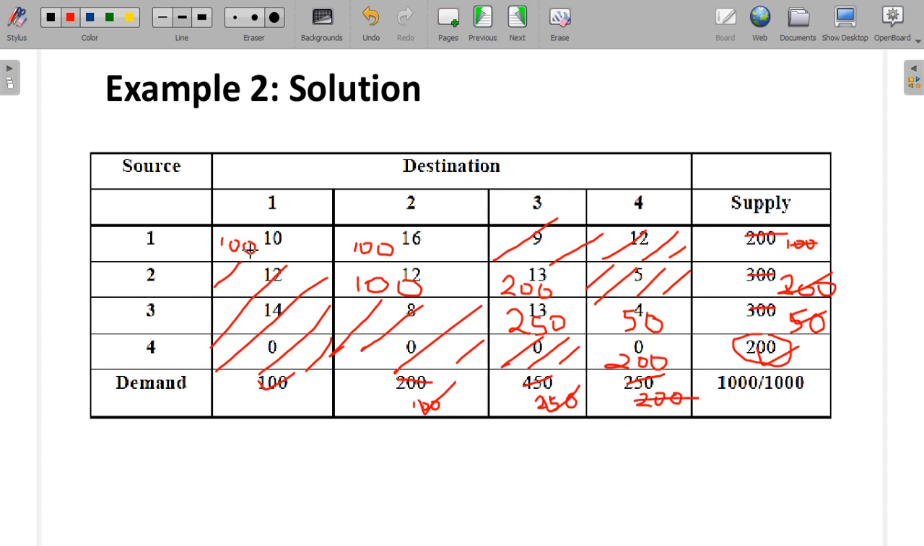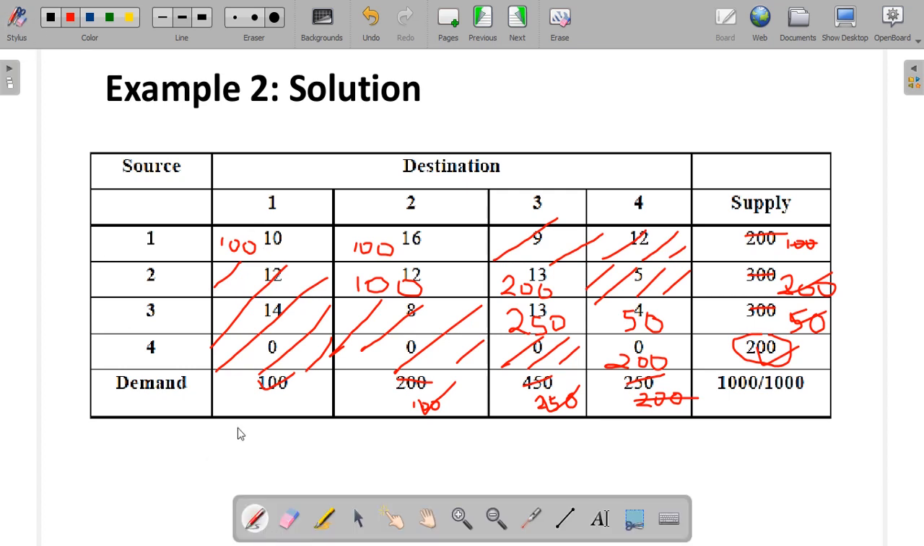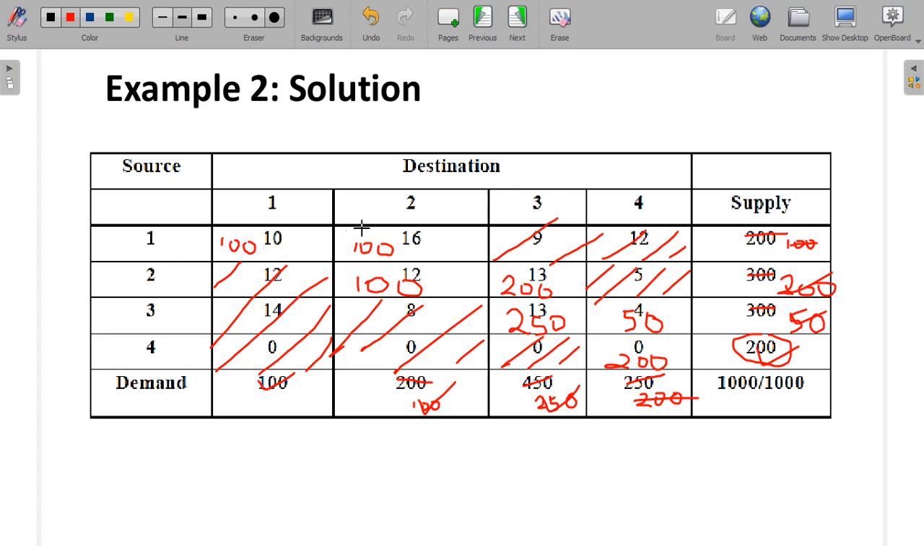So now you can see we have managed to allocate the resources from these sources to different destinations, and this allocation represents the initial basic feasible solution. You take the multiplication of this allocation and its associated cost to get the initial cost before you proceed to the next step.